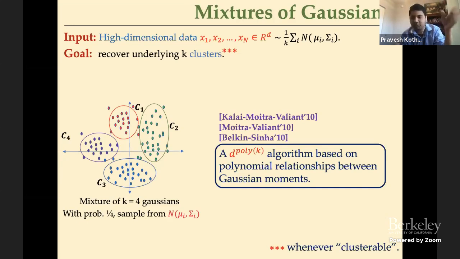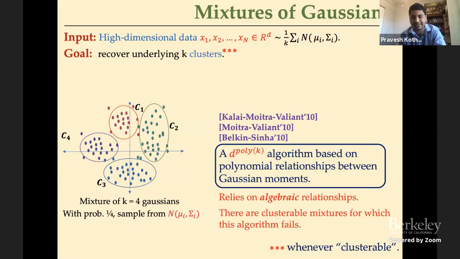But in fact, I'll argue to you in about 10 minutes or so that, to the best of my understanding, there are clusterable mixtures of Gaussians that this algorithm actually cannot cluster. Regardless, it kind of handles lots of interesting cases already. So it's a very interesting algorithm that solves many, many different kinds of clusterable mixtures of Gaussians. A natural question is, what am I doing here? This problem seems almost solved.